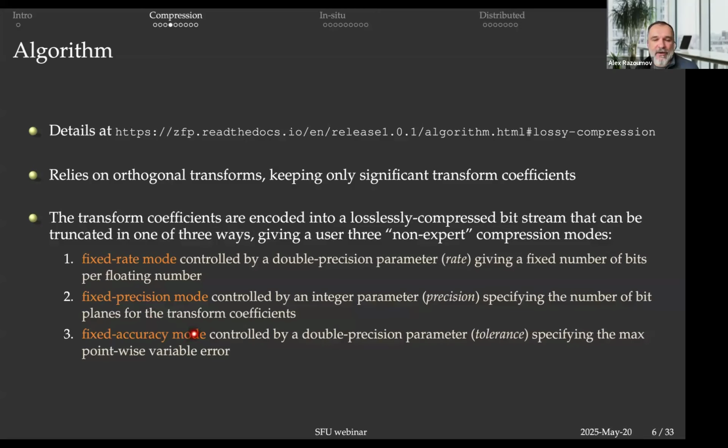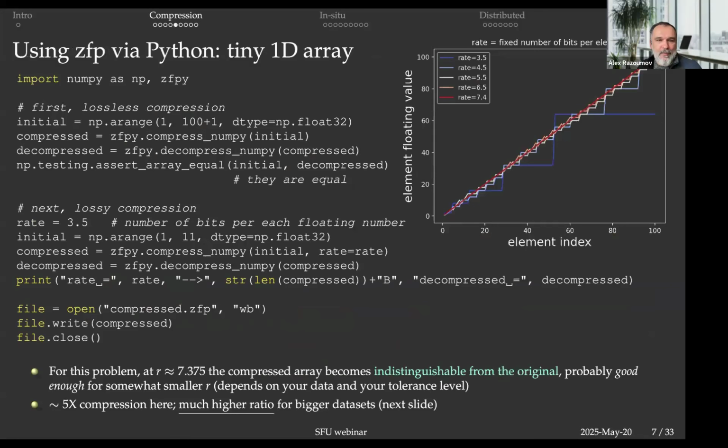And there's also the fixed accuracy mode, where you can simply have a single parameter, which is the maximum pointwise tolerance or error that you're willing to apply to your data. So let's go to an example.